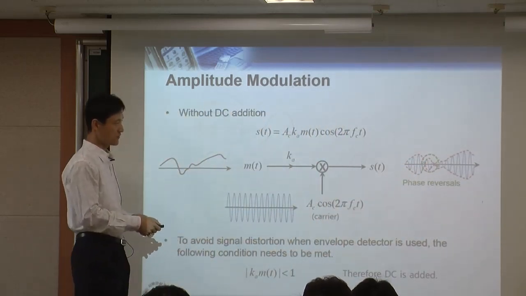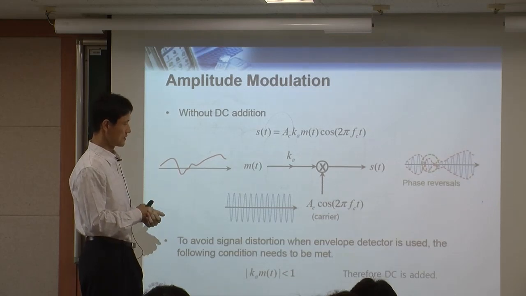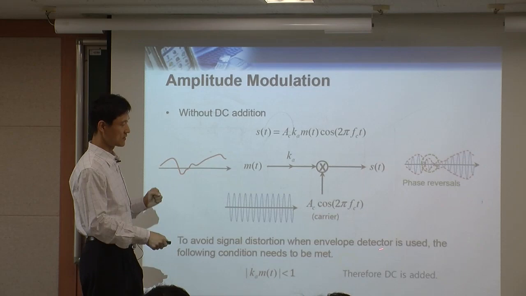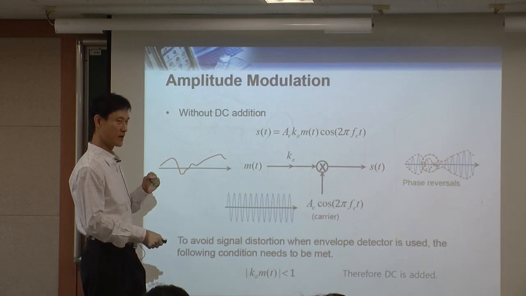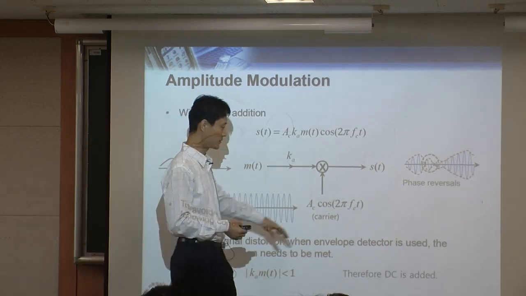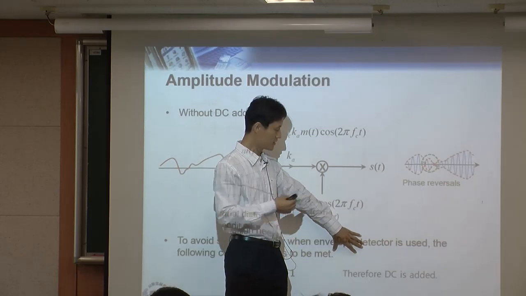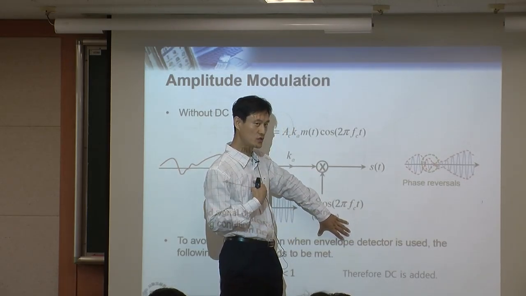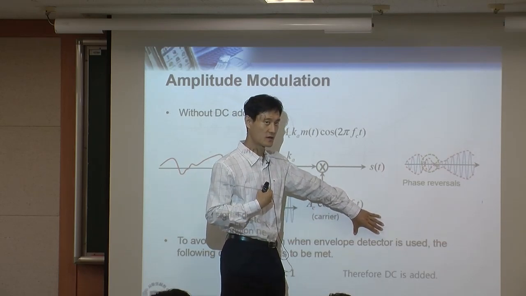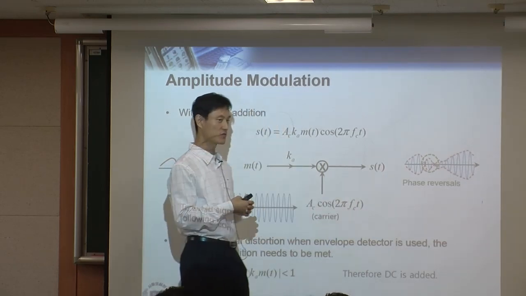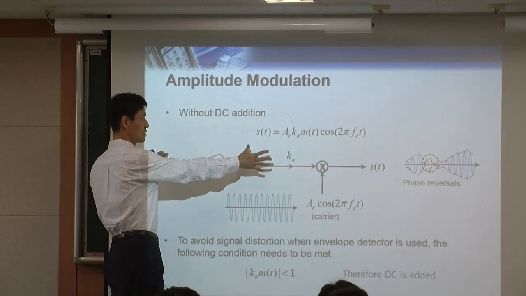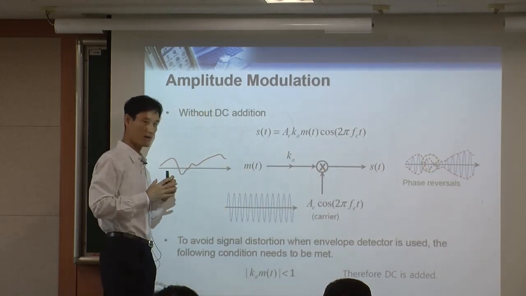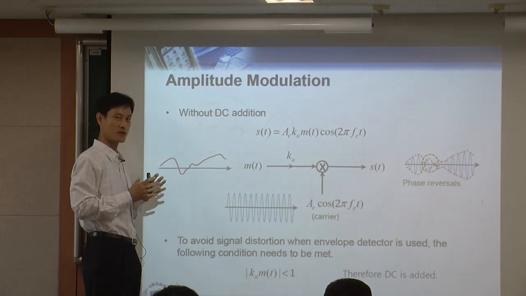And what's the problem of phase reversal? The problem is that we cannot use an envelope detector. I'll tell you the details of what that means a little bit later today. But the main reason is that we want to use an envelope detector. Envelope detector is part of the receiver. Right now, all of these things are the transmitter. We are talking about the transmitter right now.